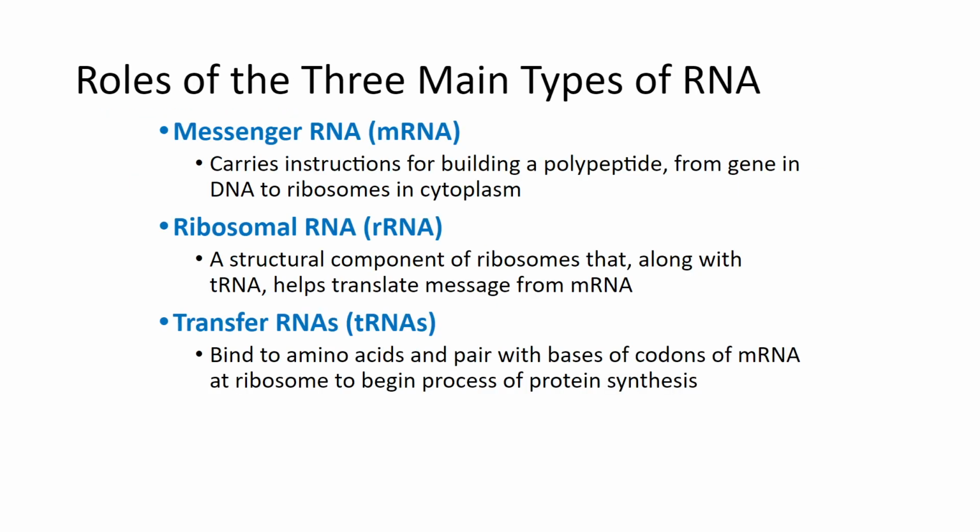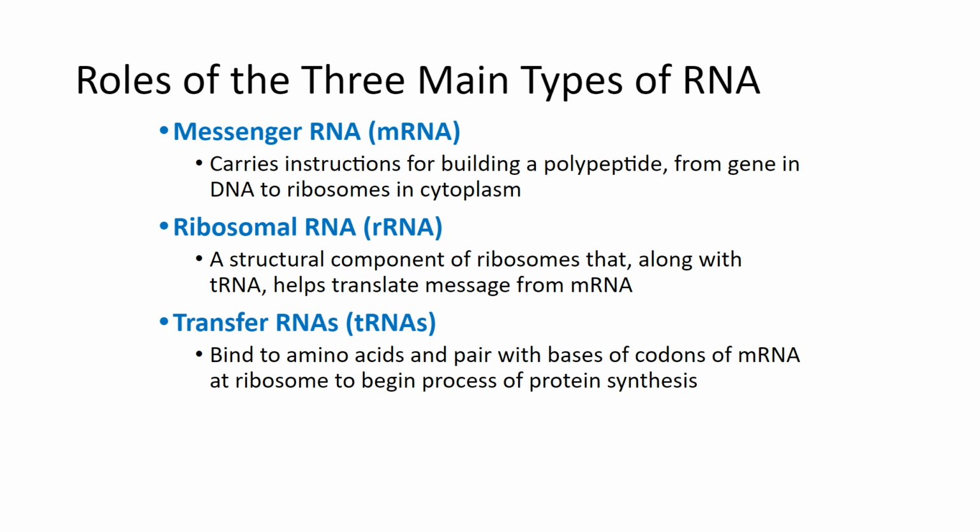So let's focus next on the 3 main types of RNA. Messenger RNA is the main intermediary between DNA and the ribosome in forming a protein. It carries the instructions for building a polypeptide from the gene in DNA to the ribosome in the cytoplasm. So it truly is a messenger. Ribosomal RNA is a structural component of ribosomes, which are primarily made up of rRNA and protein. And along with tRNA, the ribosome helps translate the message of mRNA into a protein.